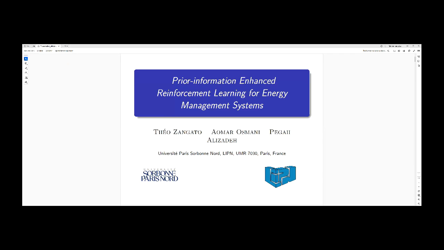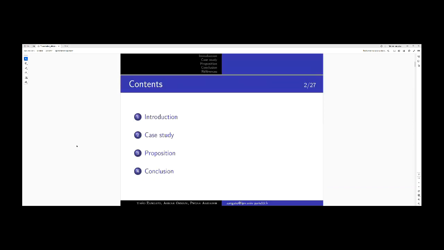Zangato. So I'm a PhD student at Université Paris Sorbonne Nord, and I'm going to present my work on prior information enhanced reinforcement learning for energy management systems. So rapidly we'll go through an introduction, I'll present the case study, then we'll talk about the algorithmic proposition and we'll conclude.